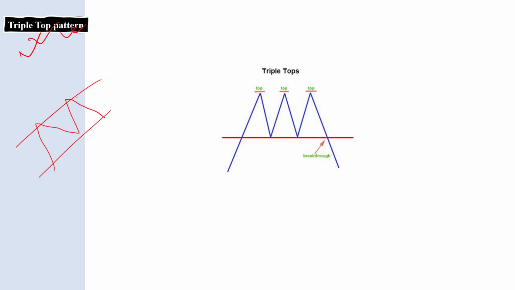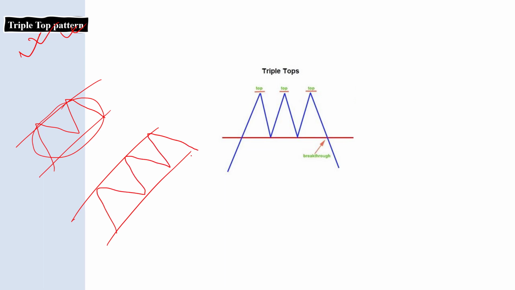Okay, this is in the consolidation phase. It is range bound. By the concept of support and resistance you can do the analysis. But again, there is some more to the topic, so that's why I am making the video of double top and triple top. By seeing the support and the resistance you can analyze that one.